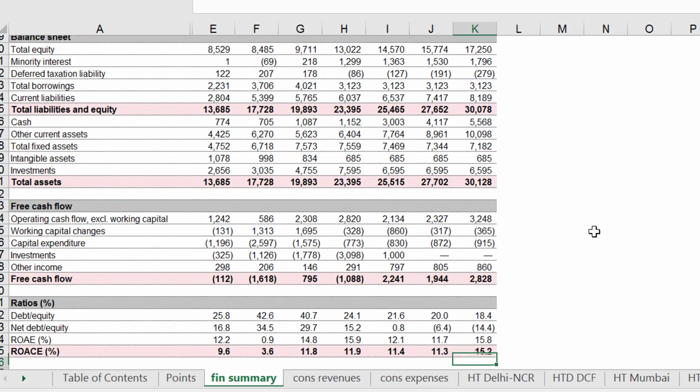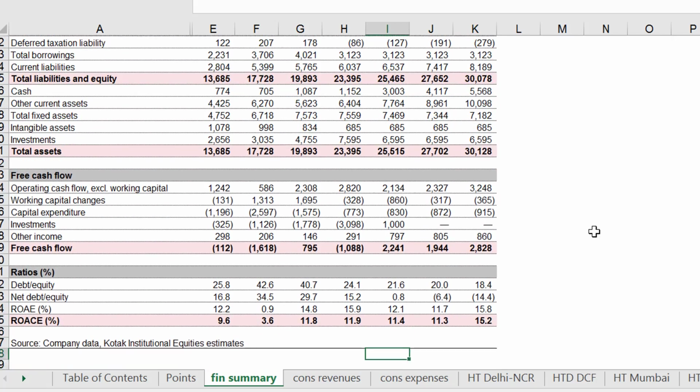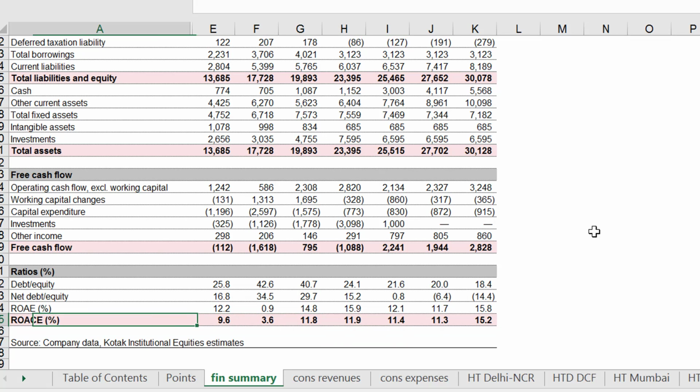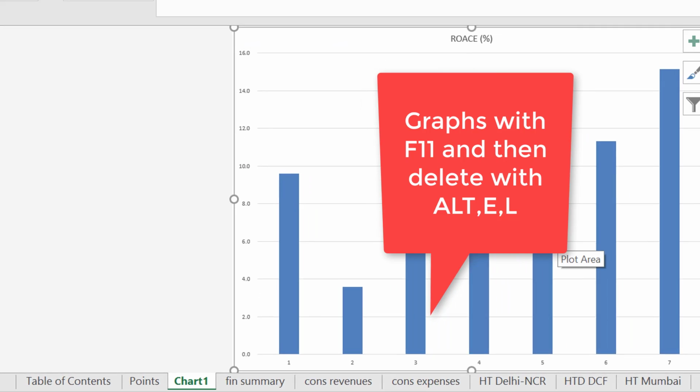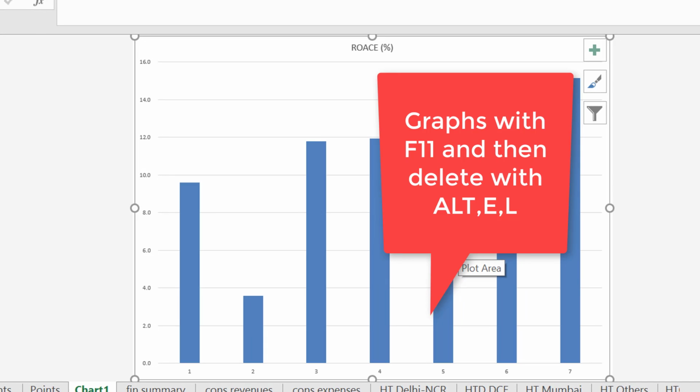Now they also have some ratios, and they have the return on average capital employed. How fancy is that? Well, it must be really good. And then I'm pressing F11, and that's our little graph. But notice how it goes up in that last year.